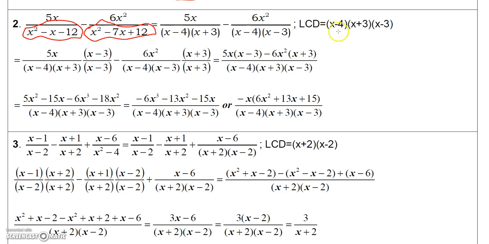So for my lowest common denominator, I need something that x minus 4 will go into, I need something x plus 3 will go into, and I need something x minus 3 will go into. So that would be the product of all three of those.